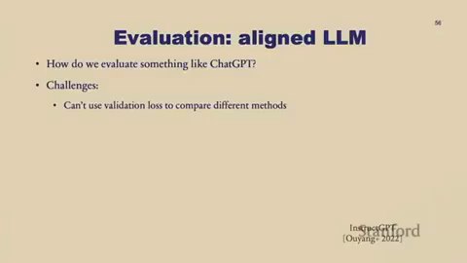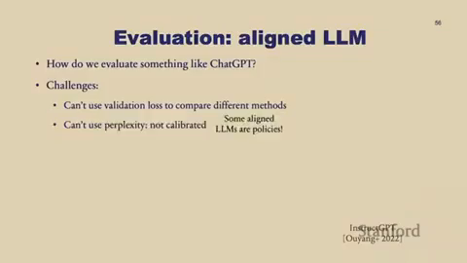One, you can't use validation loss, because one method might use PPO, the other one might use DPO. Validation loss is not comparable. Second, you can't use perplexity. That's the thing I told you before. These models are not calibrated. They don't give distributions. They just optimize for one thing. So you can't use perplexity for evaluating these types of models once they're aligned.